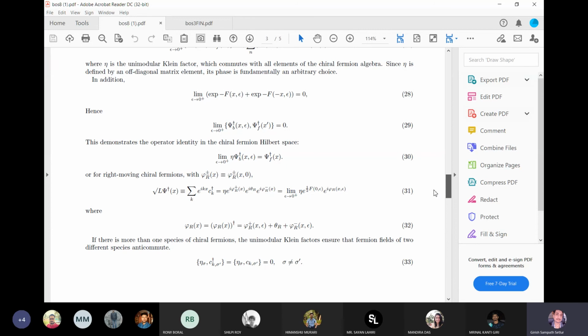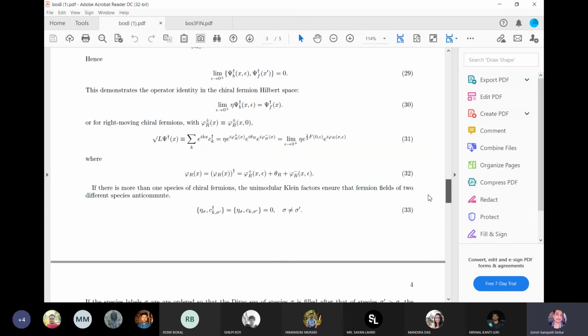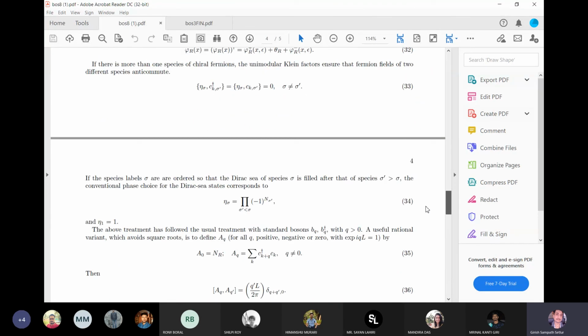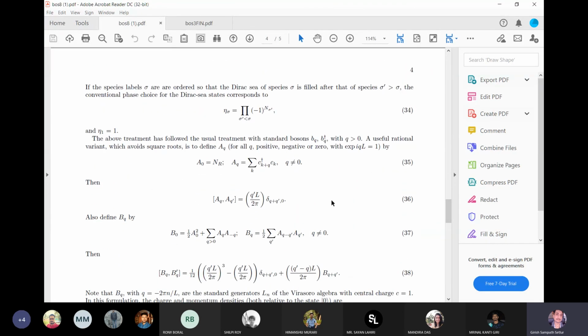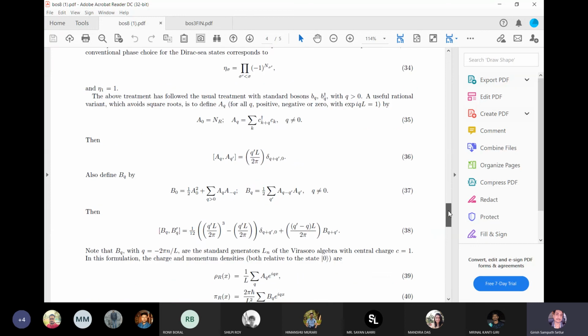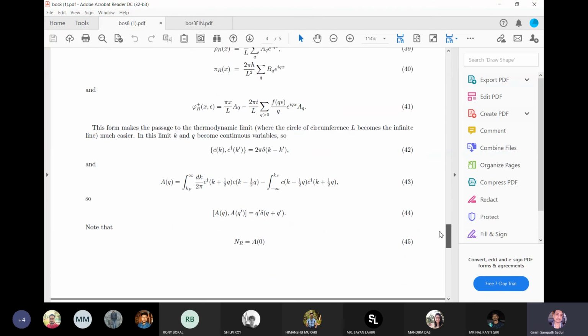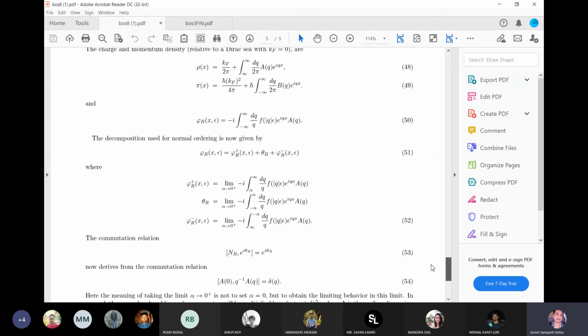So it's clear, therefore, that there has to be an additional ingredient, and that additional ingredient is called the Klein factor. So that Klein factor can be defined in this fashion, etc. So he's worked out lots of details, and you can see.